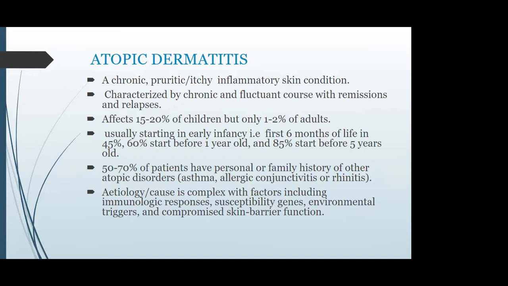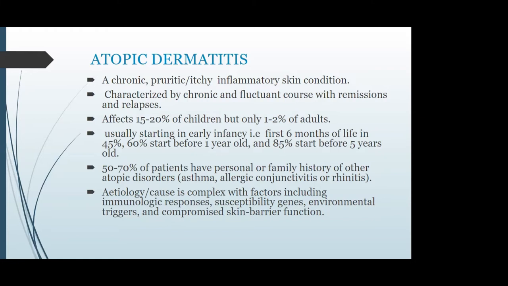It affects close to 20% of children, while in adults we see it in only about 1-2%. So what this means is that a lot of the children who have it eventually outgrow the condition. It usually starts within the first 6 months of life in up to 50%, almost half, of children that have it. And most of them, if they have atopic dermatitis, would have had it before 5 years of age.